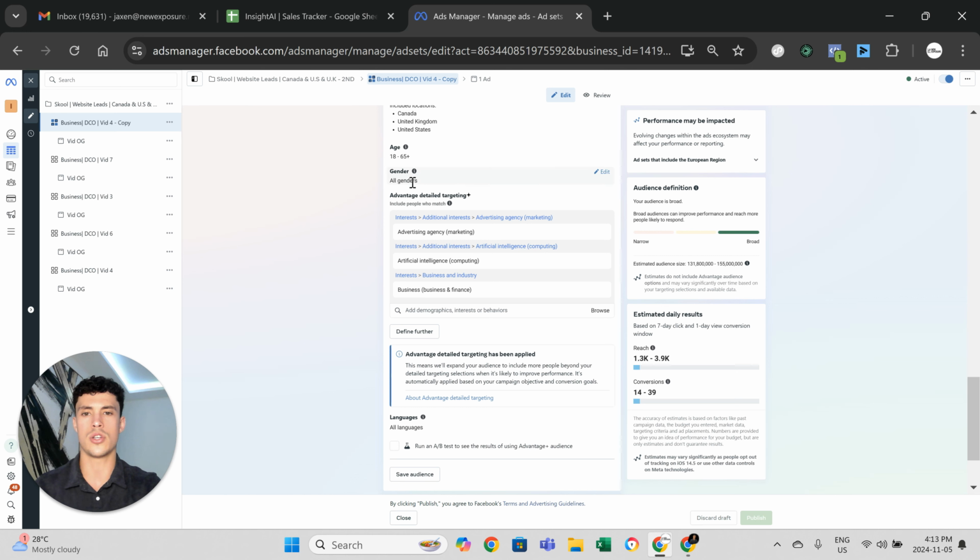Same with genders. Target both genders, male, female. For us, we have male clients that do very, very well. We also have female clients that do very, very well. So again, it makes sense for us to target all of them. Same with you guys. Unless your thing is very gender specific, I think you should target both as well.